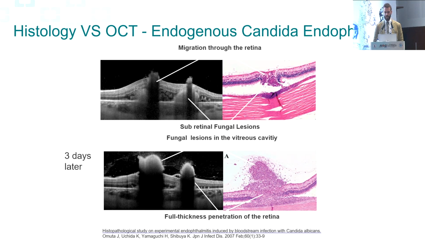We go to Candida, and again, there's a perfect correspondence between histology and the OCT. So here you have the Candida trying to go through the retina into the vitreous, because Candida does this. Whether it comes from the choroid or from the retina doesn't matter. It always tries to go towards the vitreous.